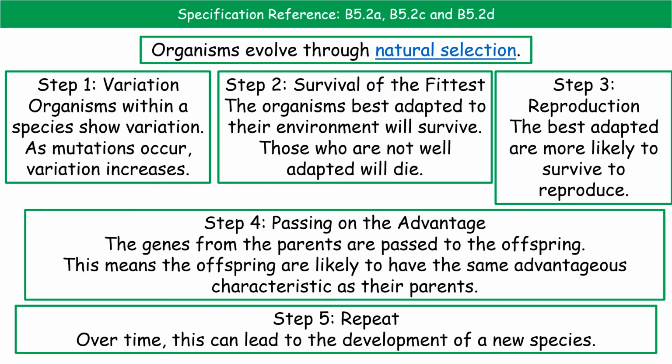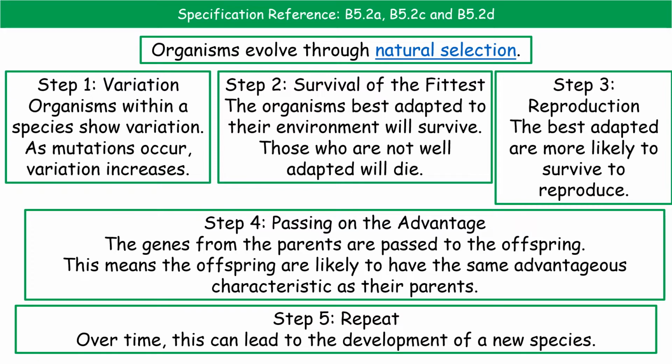Step 3, you're just talking about the fact they're surviving to the point of reproduction. So those that are best adapted survive so they can reproduce. You can put steps 2 and 3 together into one sentence. So the best adapted organisms will survive and reproduce, which brings us on to step 4.